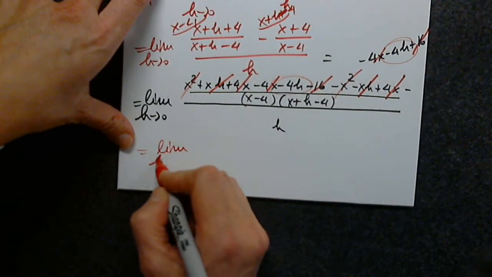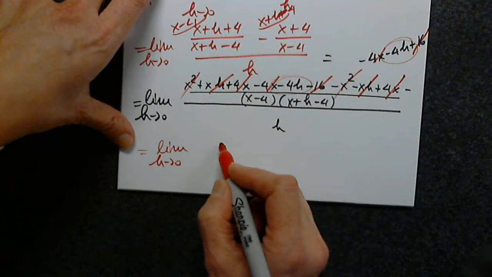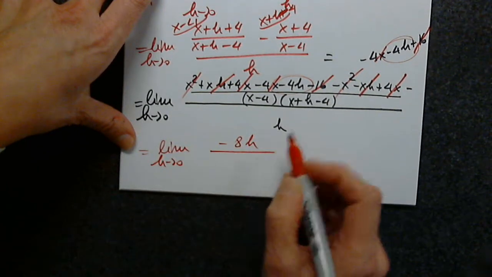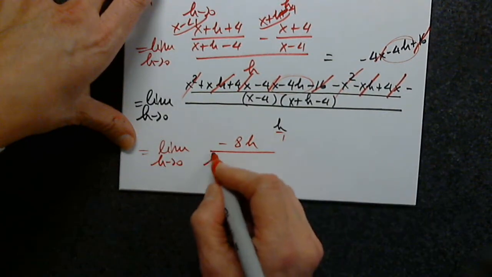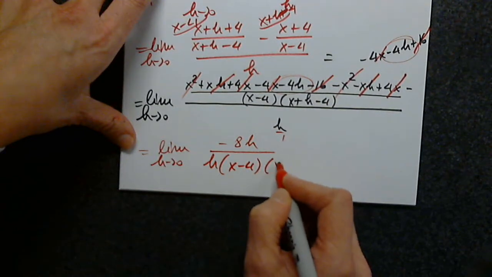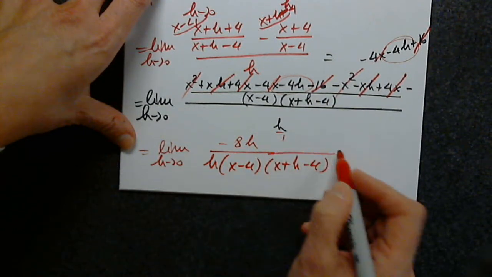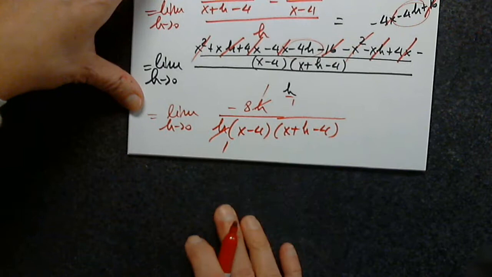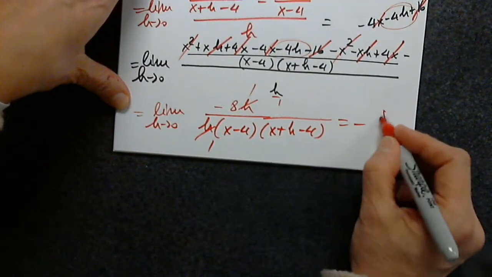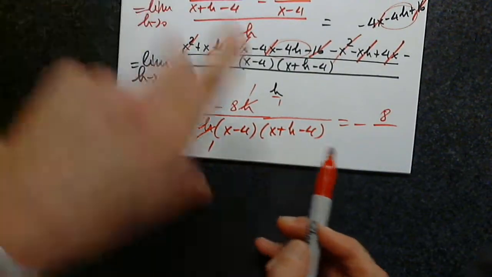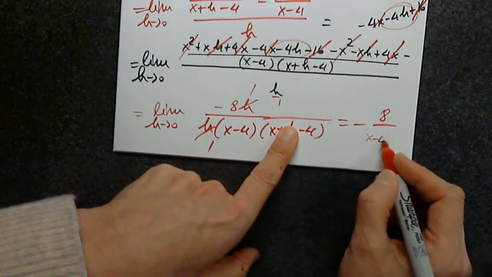So this is limit as h approaches 0 of negative 8h divided by, this is over 1, so I flip it, h times x minus 4 times x plus h minus 4. And as expected, when h approaches 0, the denominator goes to x minus 4 squared.